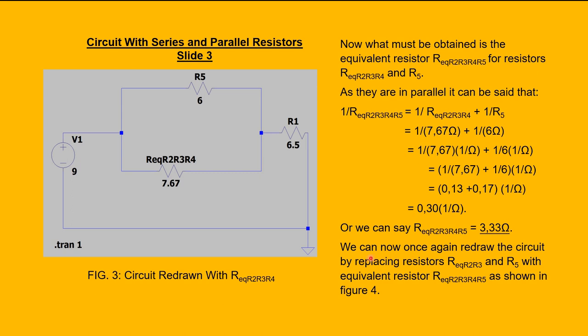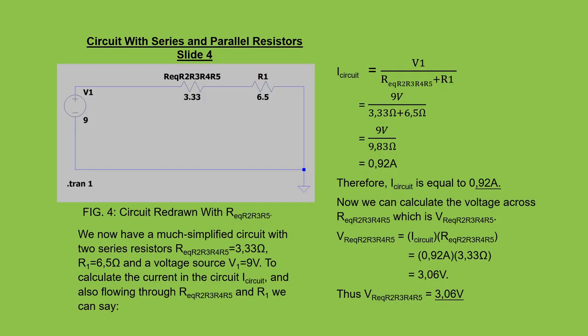We can now once again redraw the circuit by replacing those resistors with the equivalent resistor that we calculated, and that will be shown in figure 4. Here we are with figure 4 redrawn with R equivalent R2, R3, R4, R5. We have now a much simplified circuit with two series resistors. This one of 3.3 ohm and R1, which is 6.5 ohms, and we have a voltage V1 of 9 volt.